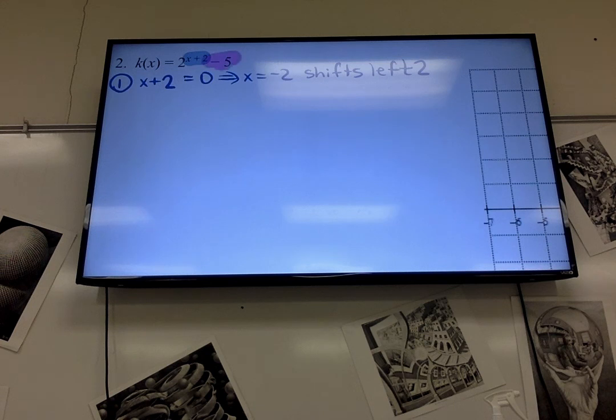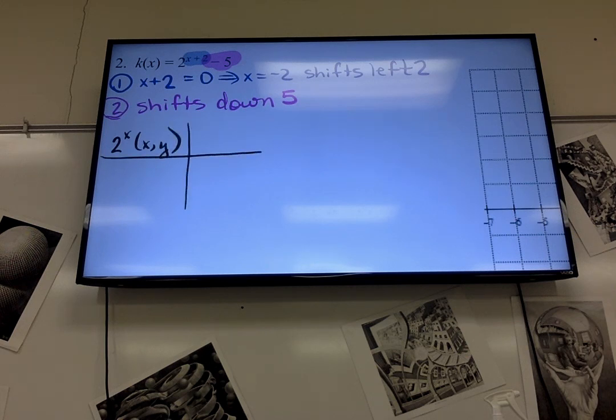Okay, and then what does the minus 5 do? Shifts down. Yeah. I tried to color code it so you can kind of see what goes with what. So we have our regular old 2 to the x, which is our xy. And then we have our k of x, which is 2 to the x plus 2 minus 5. So how would I change the x and the y? X minus 2. Yep. And then y minus 5. Very good.